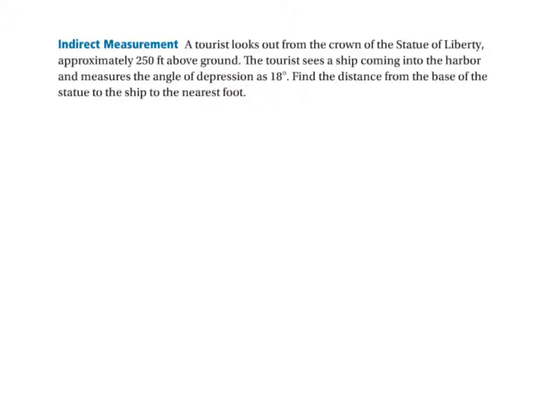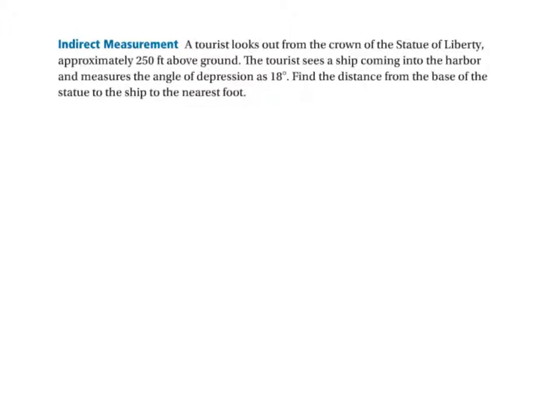Okay, so now we don't have a picture. We have to draw the picture. It says a tourist looks out from the crown of the Statue of Liberty, approximately 250 feet above the ground. The tourist sees a ship coming into the harbor and measures the angle of depression as 18 degrees. And there are devices and tools that you can use to measure that angle. It says find the distance from the base of the statue to the ship to the nearest foot.